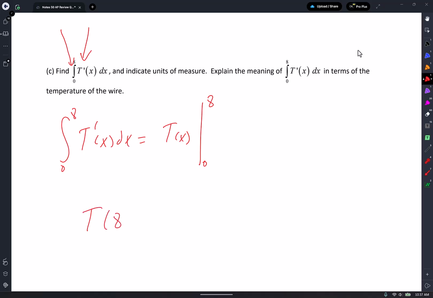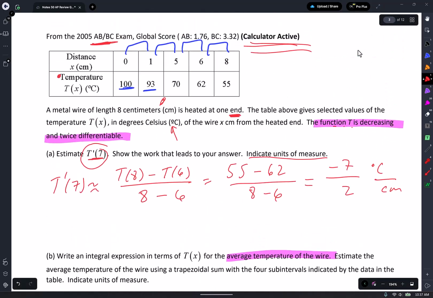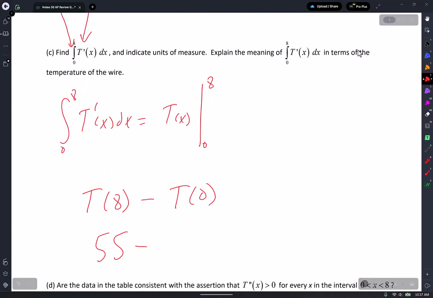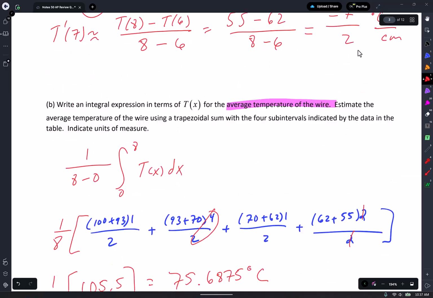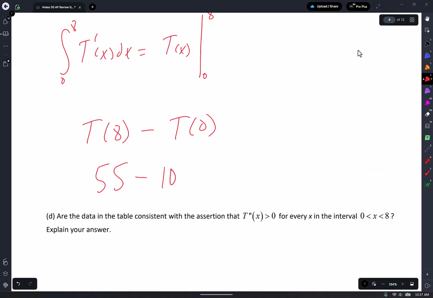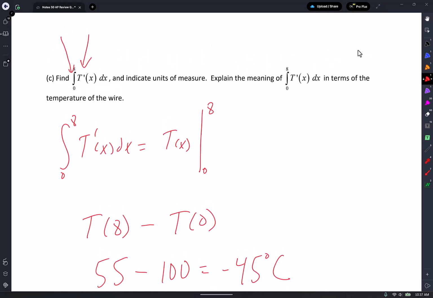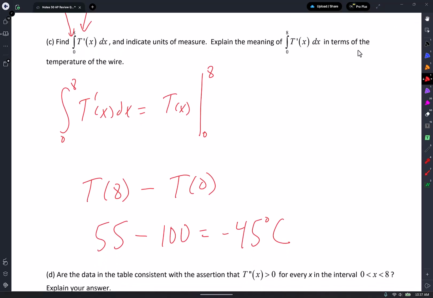T of 8 minus T of 0. Do I have T of 8? What is T of 8? 55. So I'm going to write 55 minus, do I have T of 0? What is it? 100. What's 55 minus 100? -45. Then I need units. Degrees Celsius. Do they want anything else? Explain the meaning in terms of the temperature of the wire. Okay, what does that mean?